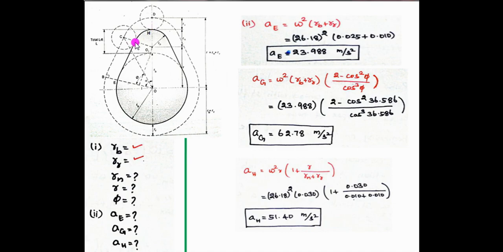So the path between G and H has reducing acceleration, hence a minus sign can be added in this value to show that the acceleration is decreasing in nature.